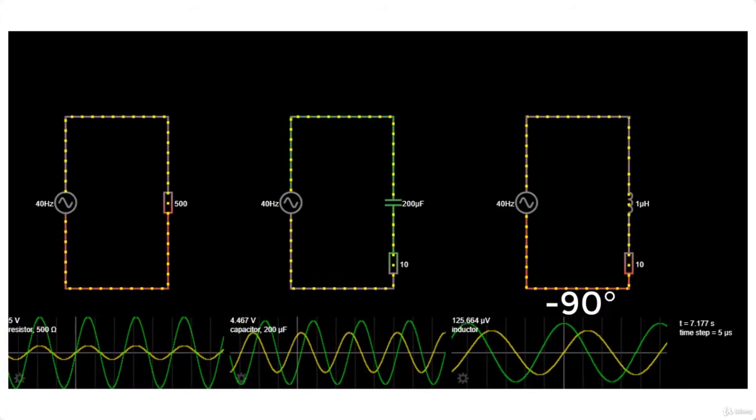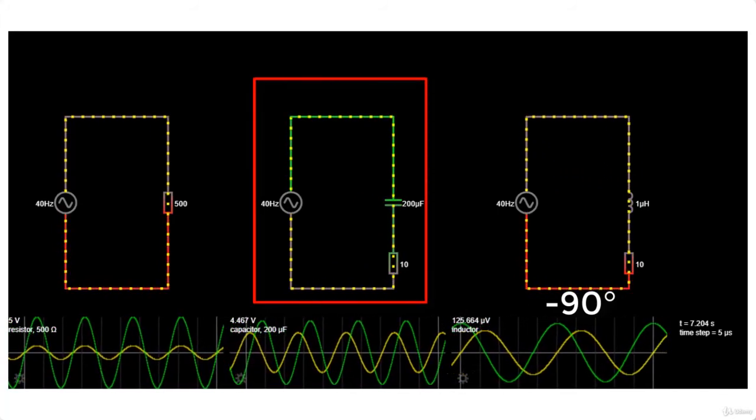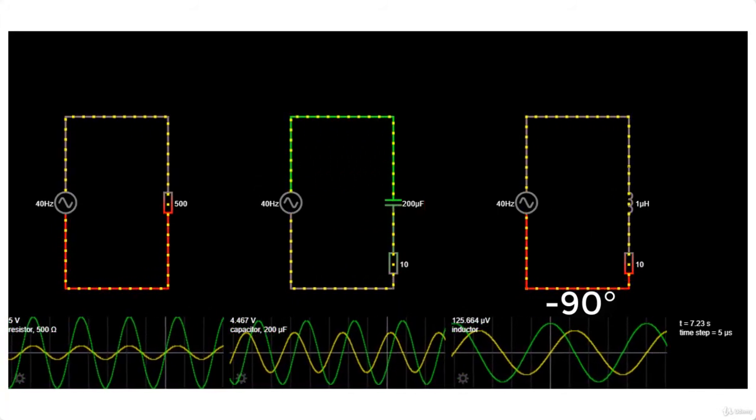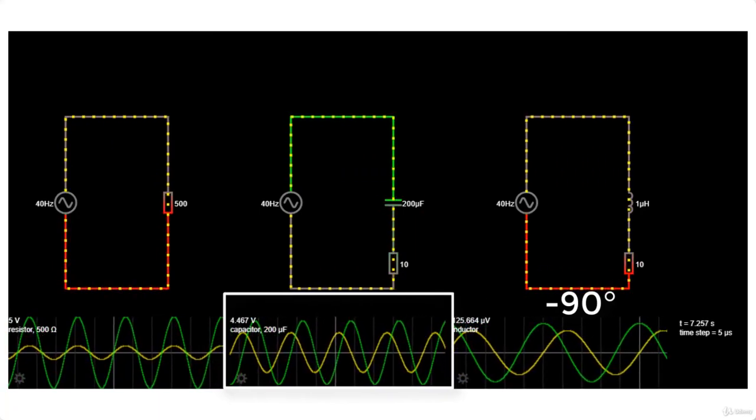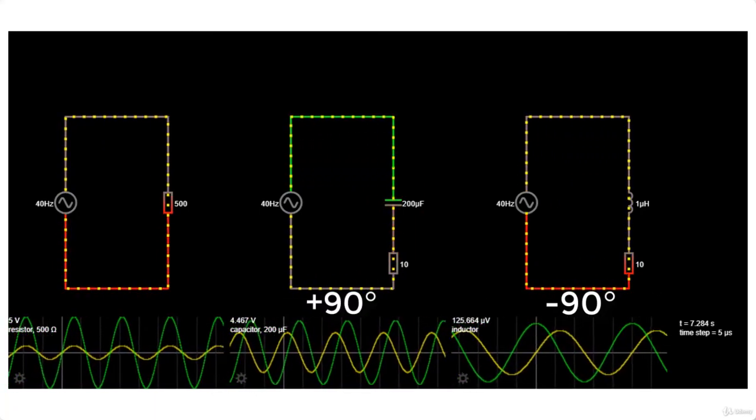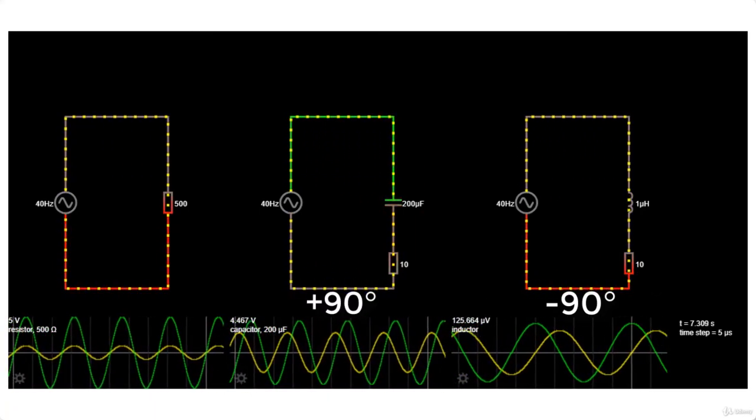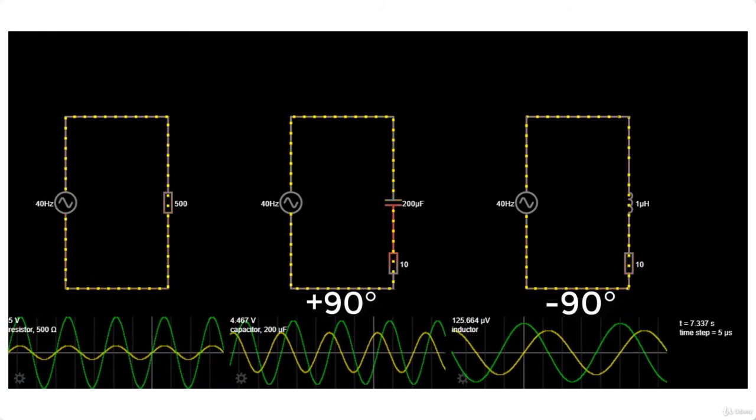On the other hand, in a purely capacitive AC circuit, the amount of phase shift between voltage and current is plus 90 degrees, with the current leading the voltage. The opposite phase shifts to an inductive circuit.